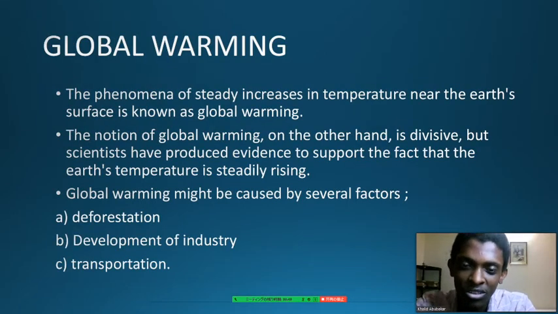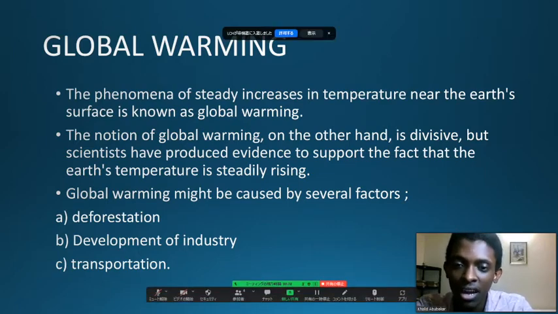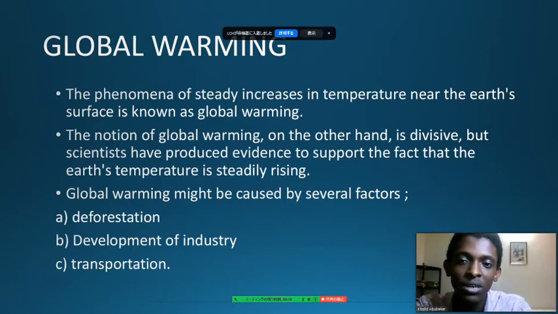Okay, thank you very much, Otaru. My name is Khalid Abubakar, and I'm going to present about global warming for the group assignment. Global warming is the phenomenon of a steady increase in temperature near the Earth's surface. The notion of global warming, on the other hand, is divisive, but scientists have produced evidence to support the fact that the Earth's temperature is steadily rising. Some causes of global warming are deforestation, development of industry, and transportation. On to my next slide.